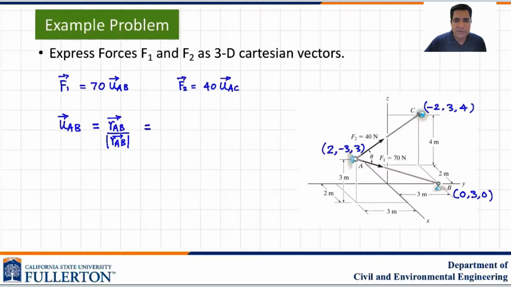To get the position vector, as we just discussed, for A to B, we have to subtract the coordinates of A from B. So (0, 3, 0) minus (2, -3, 3). If you do that, what do we get?